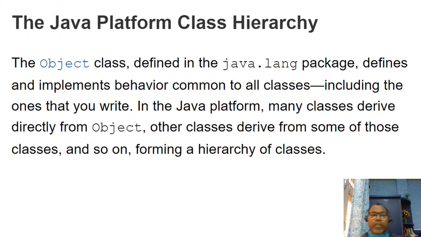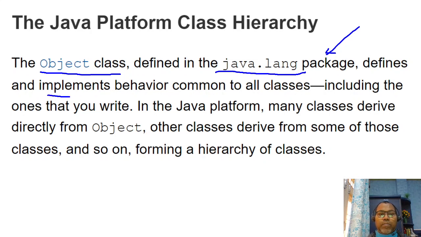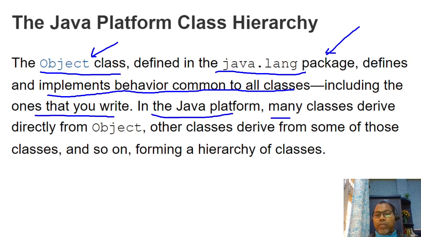So we have already discussed the Object class. This Object class is defined in one package, the java.lang package. This is the package where the Object class is defined, and it implements common behavior for all classes. Generally this class defines some common behavior that is needed by all Java classes. In the Java platform many classes directly inherit from the Object class and some others are derived in some different way.